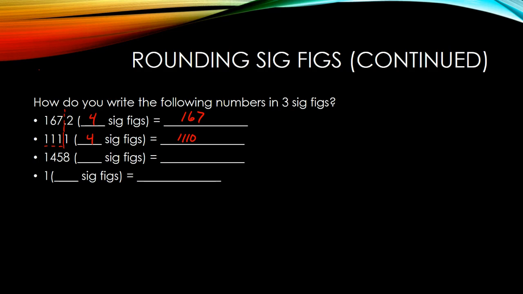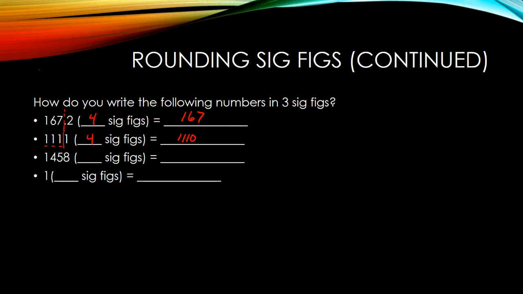1,110. Now that's an important point. Yes, we're cutting off the last 1, but remember it turns into a 0. So that's a very, very important point, if you're cutting stuff off when you're rounding, remember it turns into zeros. It doesn't just disappear. There's a big difference between 1,110 versus just 111. So make sure you keep that 0.